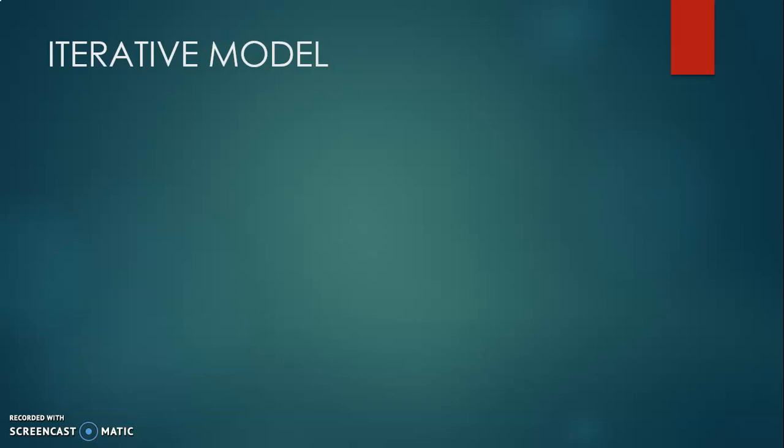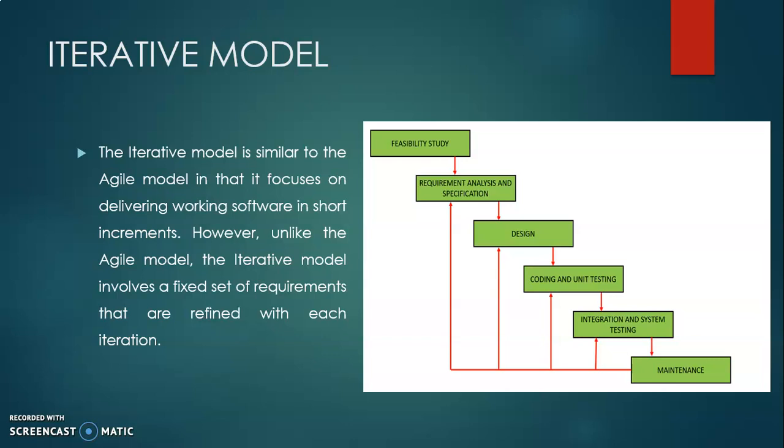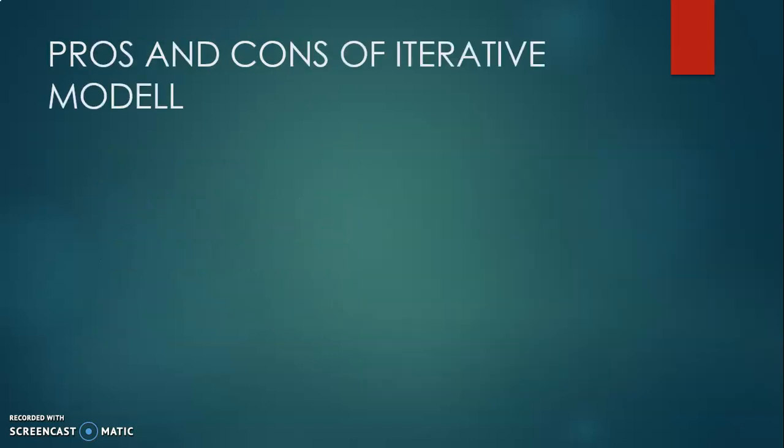So the iterative model is our next one. The iterative model is similar to the agile model in that it focuses on delivering working software in short increments. So you can say the iterative model, the agile model, and the spiral model have a lot in common. The image on the right shows how the iterative model looks like. So the pros and the cons, advantages and disadvantages.